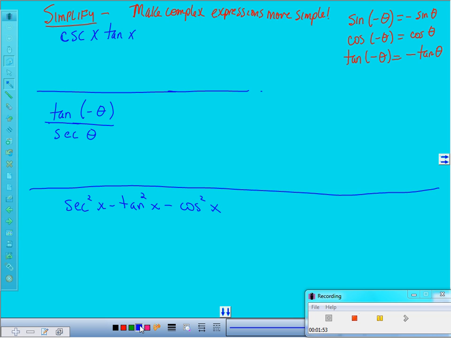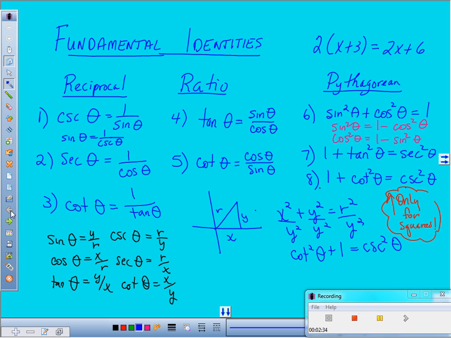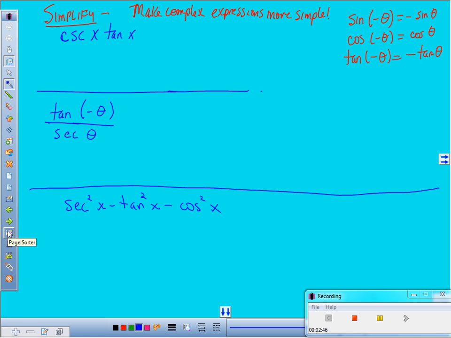Usually, your best method of attack is to change everything into sine or cosine. And you will notice that if you look at numbers 1 through 5, it turns every other trig function into a sine or a cosine. So we can take everything and change it into either a sine or a cosine. And that was what I would recommend here.